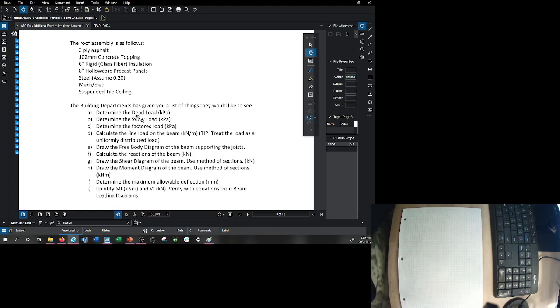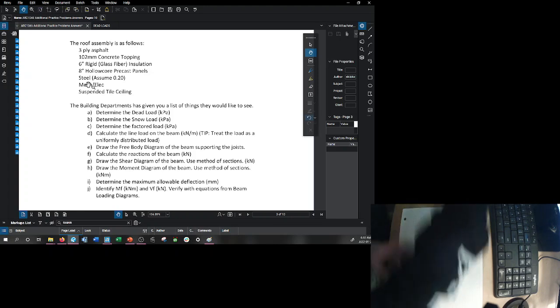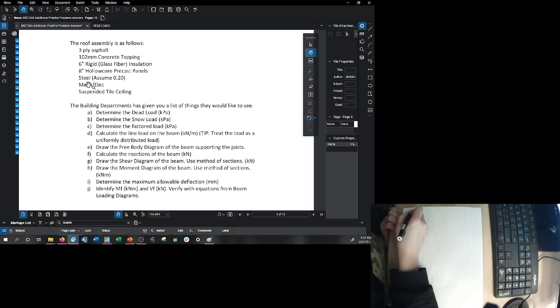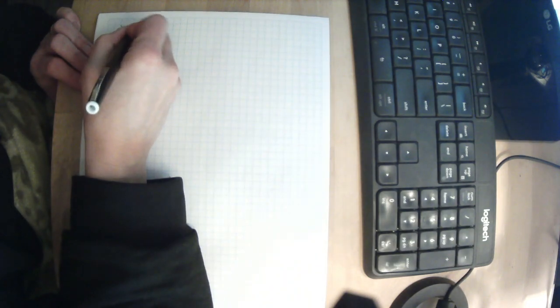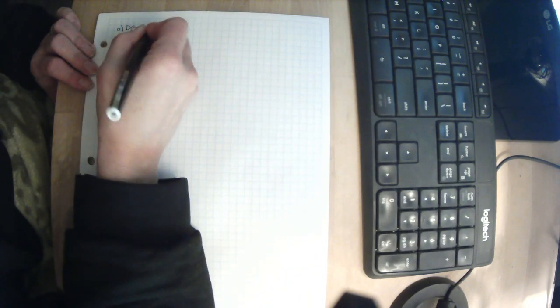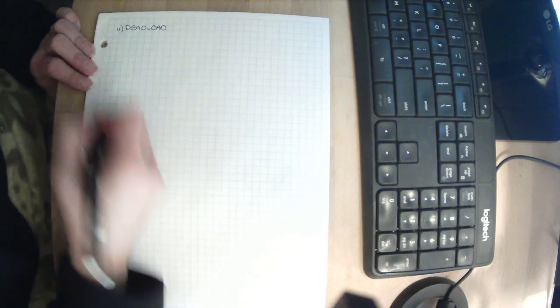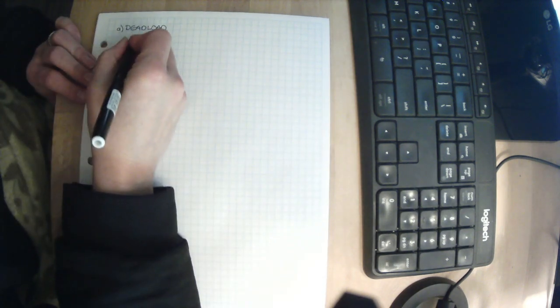So the very first thing is let's determine the dead load. Well, it looks like they've given us the assembly right here. So let's write this out. So first thing first, section A is our dead load. Let's make me bigger here. All right, the very first thing is determine the dead load.